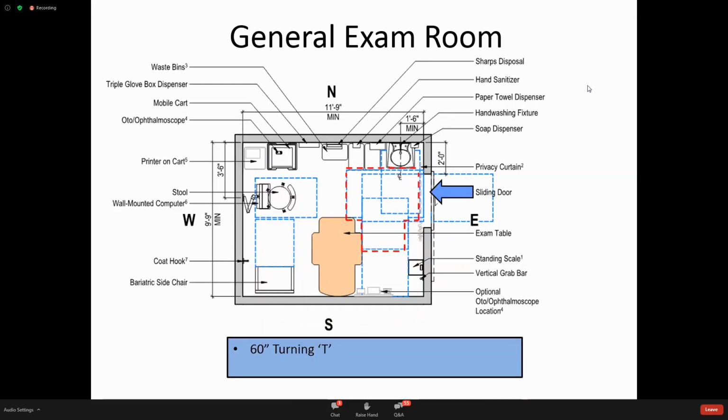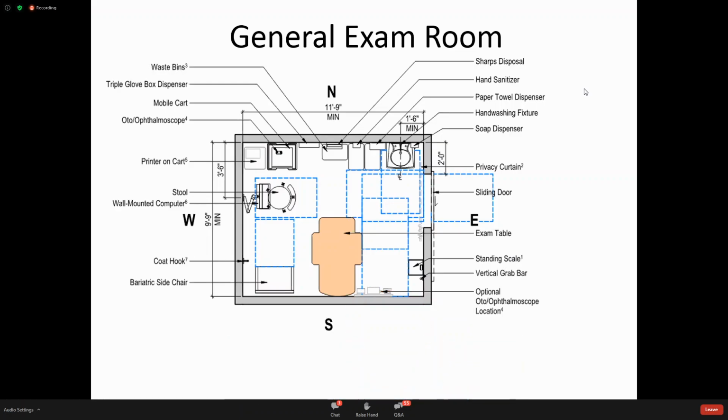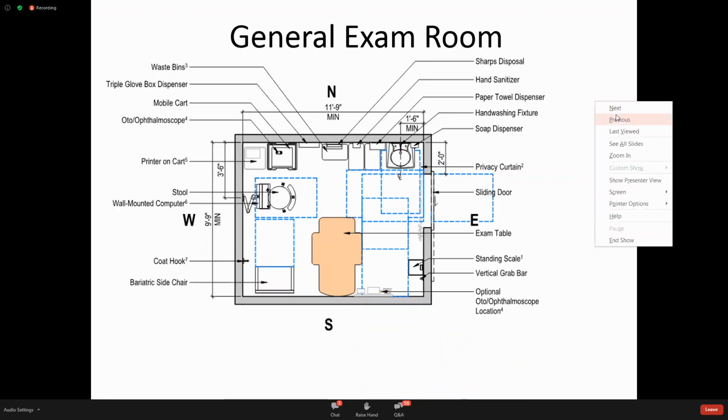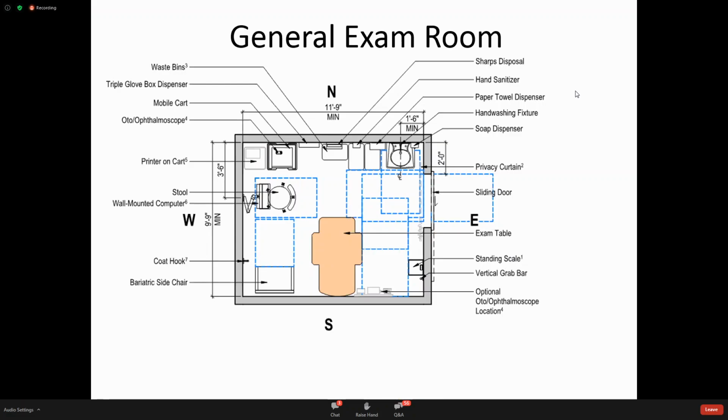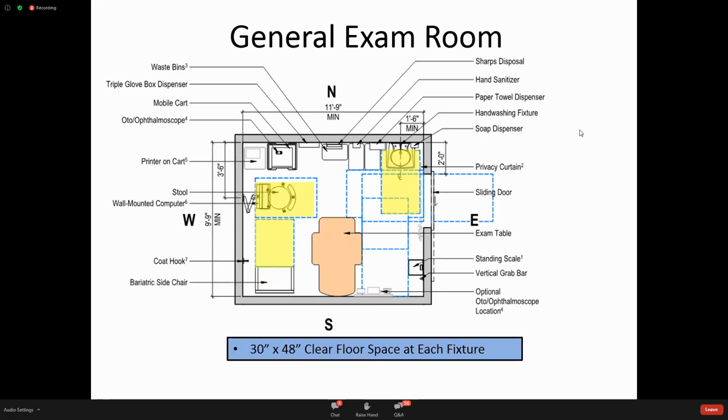Then we've got turning space requirements. By code, we're required to have either a turning T or a turning circle. We've got that. Then we've got a 30 by 48 inch clear floor space at each fixture. That's easy enough.